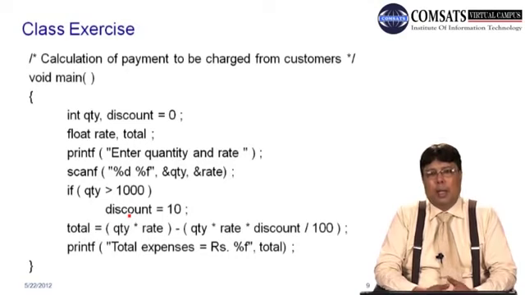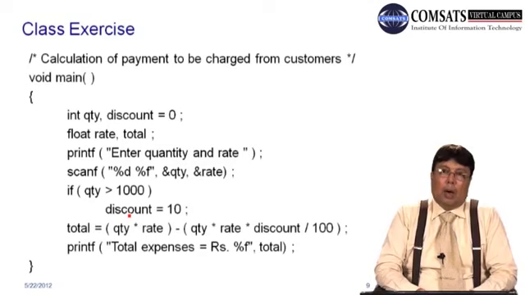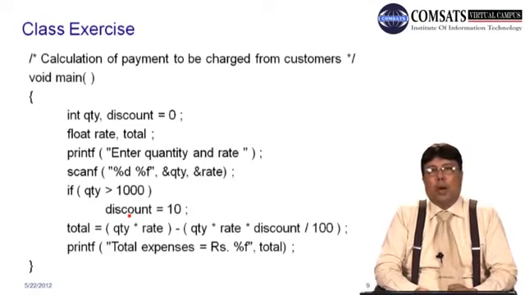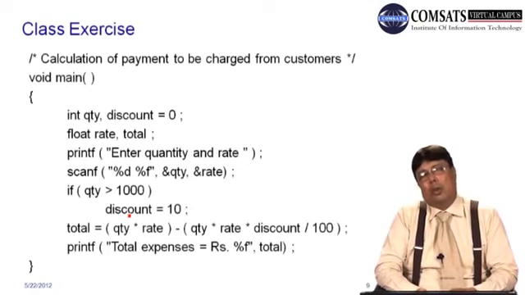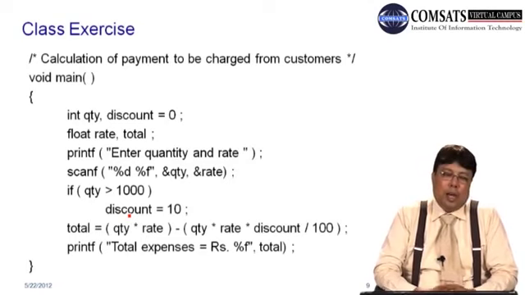Because we can expect that the price of the item could be real and might contain a decimal point. So if a unit price contains some decimal point, then your total may also contain a decimal point. Therefore we have defined the two variables, rate and total, as float.